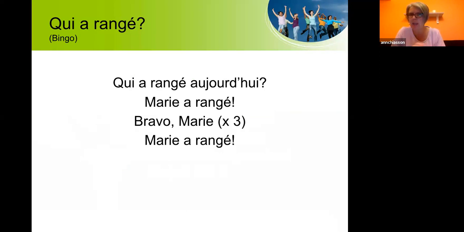Qui a des difficultés à faire ranger leurs élèves? Quand on dit, c'est le temps de ranger, tout à coup, ça s'applique à personne, right? Isn't that funny how that works? You announce cleanup time and nobody moves. They just keep doing what they're doing. Or they leave and they leave their stuff there.